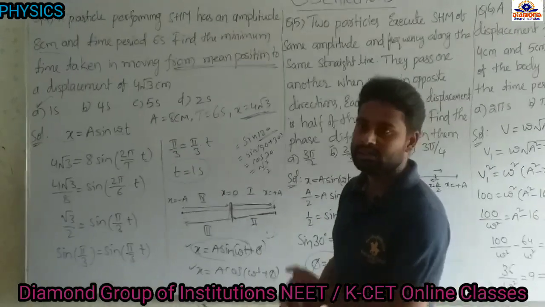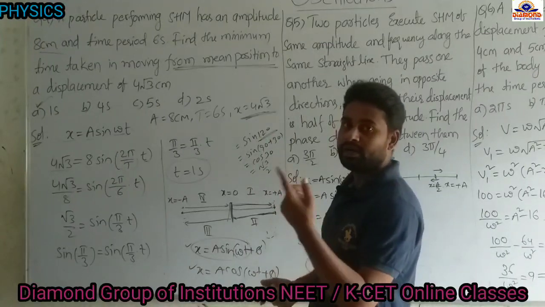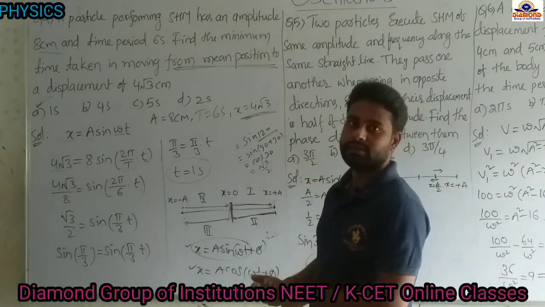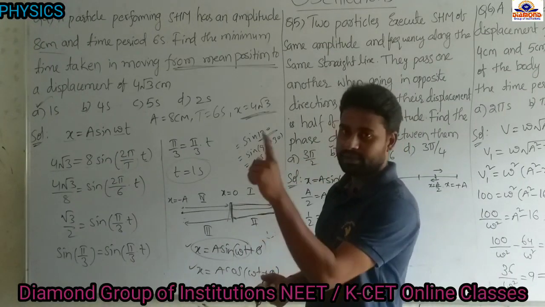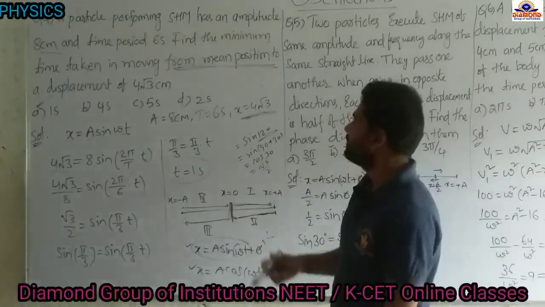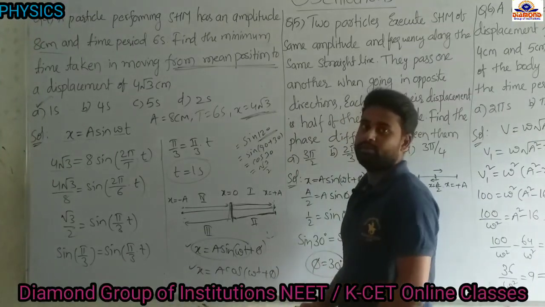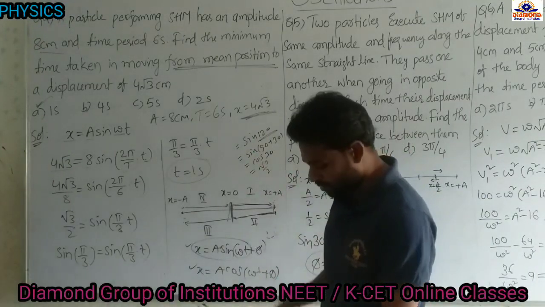It is starting from the mean position, that's why it is in the first quadrant. The first quadrant angle is 0 to 90 degrees, so in between that only, 60 degrees we are taking. 120 degrees means 90 plus theta, where theta is 30 degrees. That means it is in the second quadrant. Second quadrant means starting from the extreme position, but it is starting from the mean position. Remember that point, and solve the problems.